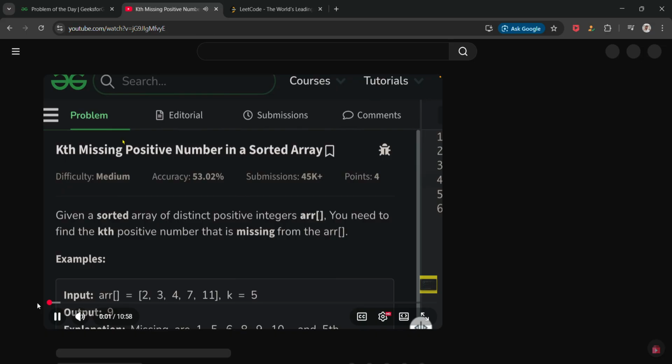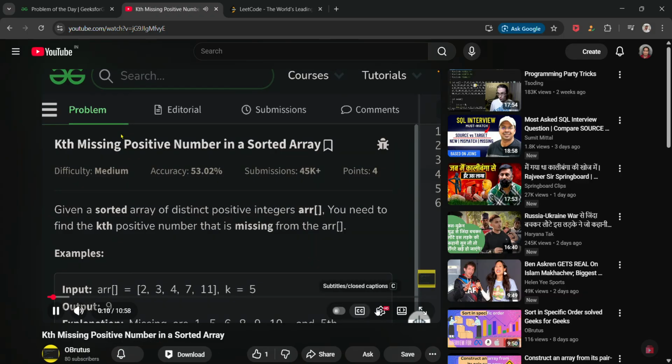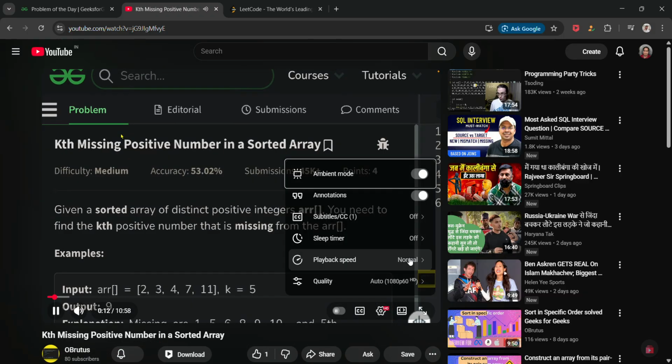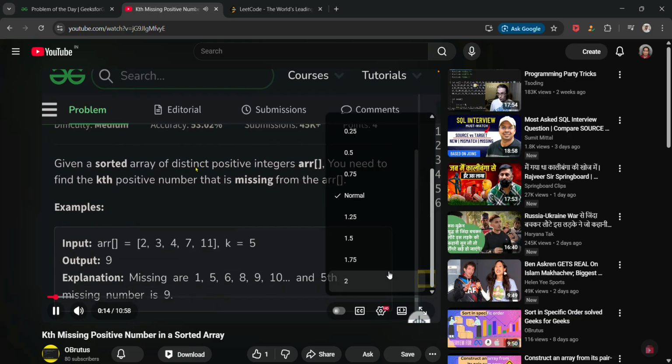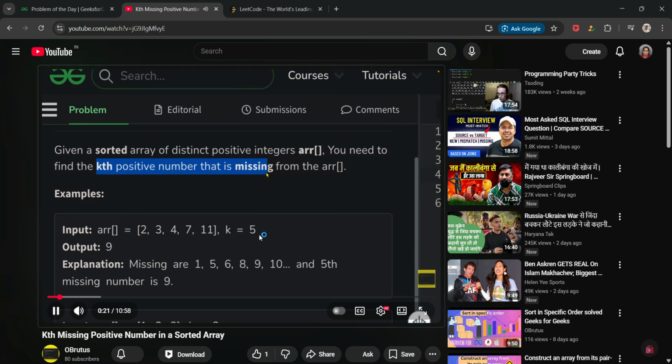Hello everyone, and today we'll be seeing one of the problems from Geeks for Geeks. It says kth missing positive number in sorted array. So, given a sorted array of distinct positive numbers, an integer array, you need to find the kth positive number that's missing from the array.